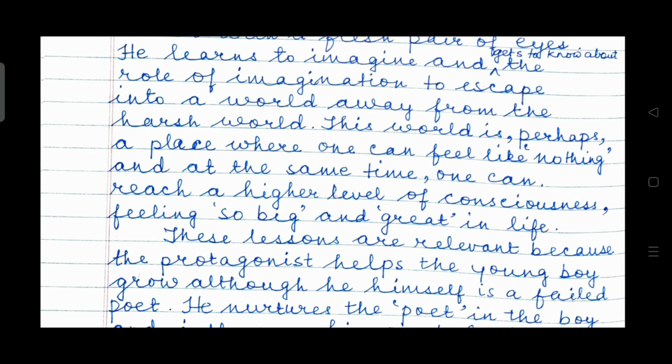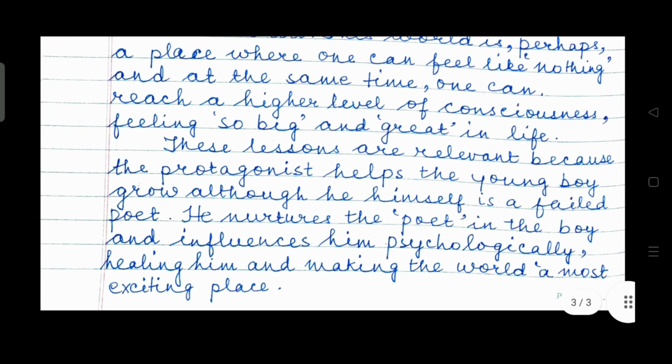These lessons are relevant because the protagonist, that is B. Wordsworth, helps the young boy grow. Although he himself is a failed poet, the growth, the coming of age of this young boy is important here. This is the relevance. He also nurtures the poet in the boy. He allows him to enter into a world of fantasy and imagination, just like the poets of the previous era did.